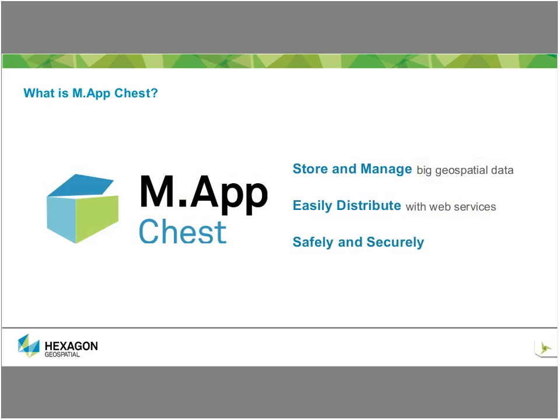So the first application we're going to talk about, and this is a core building block of our UAV workflow, is an application made available by Hexagon Geospatial called MapChest. MapChest is a content hosting application that allows our end users to store and manage geospatial data, provide data access, and distribution of that data through a variety of different web services like WebMap service, so-called WMS, WebMap tile services, WMTS, all safely and securely and operating in a cloud environment.